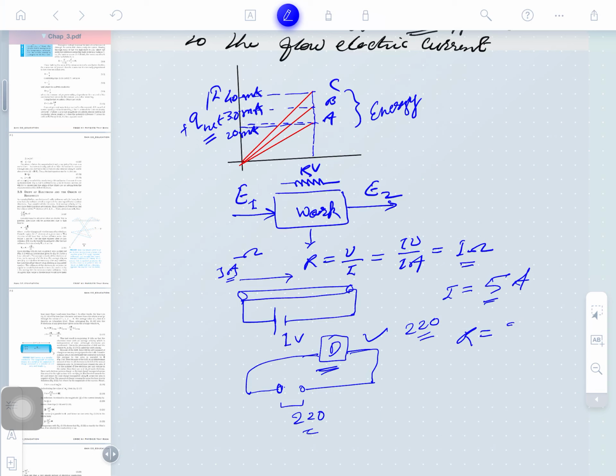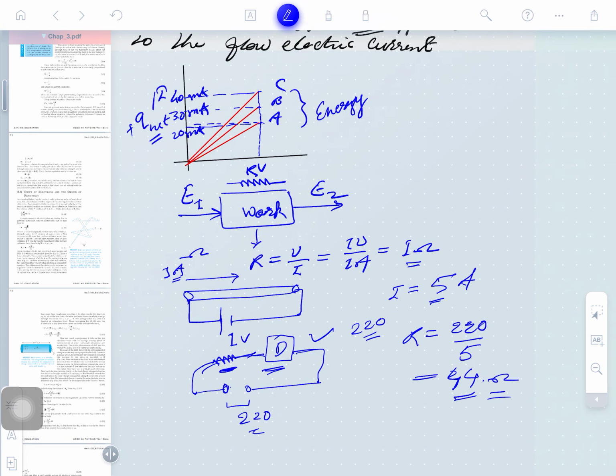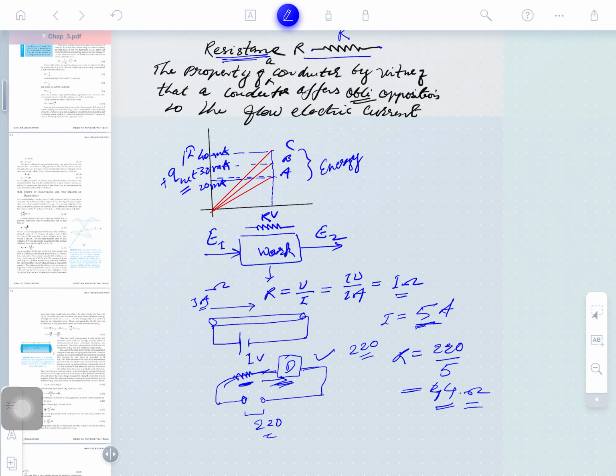You can find out the resistance: 220 divided by 5. 5 fours are 20, so it is 44 ohm. It means this must have 44 ohm. The current will first pass through the 44 ohm resistor, which will make the current 5 ampere, and then it will pass out. This is the actual idea of resistance.